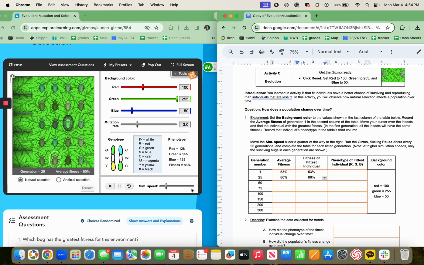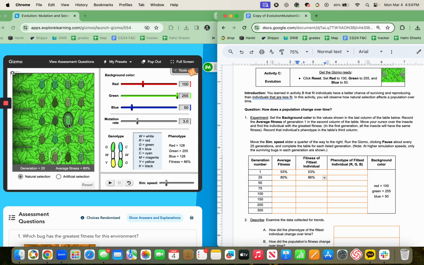Okay, and I'm going to keep running it for all of these generations and try to stop it and just see what's happening to these insects over time. Are they becoming more fit? And what color do they seem to be changing to over time? Not individually changing, because it's not like this one is going to change, but over generations, what's going to happen to the population?